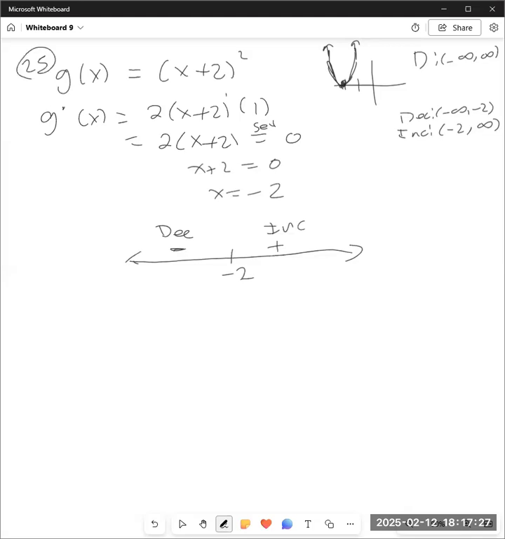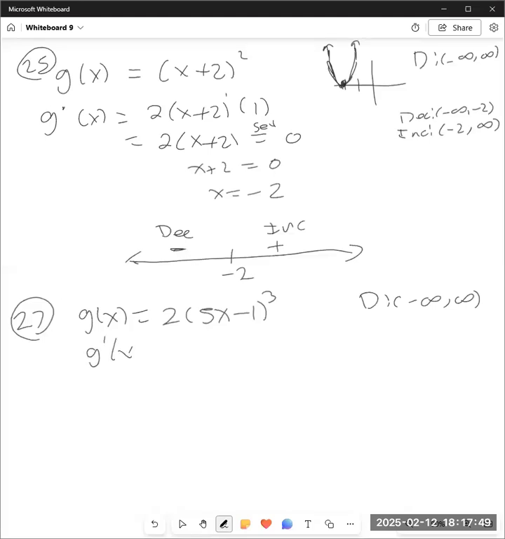That was 25. Let's look now at 27. 27 says g of x is equal to 2 times (5x minus 1) to the third. This is a polynomial again, so my domain is negative infinity to infinity. G prime of x is equal to 2 times 3, which is 6, times (5x minus 1) to the second, times the derivative of the inside, which is 5. That's 30 times (5x minus 1) squared.